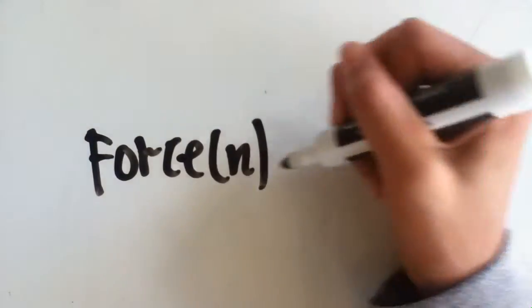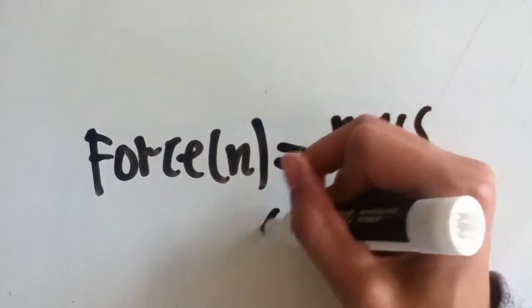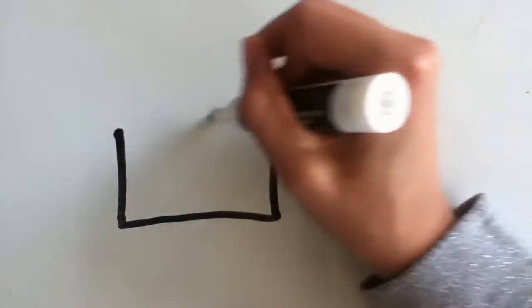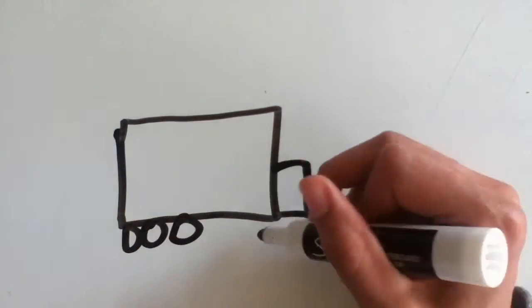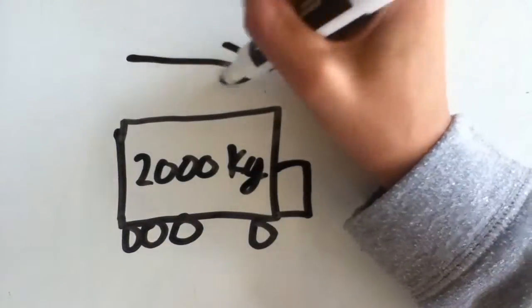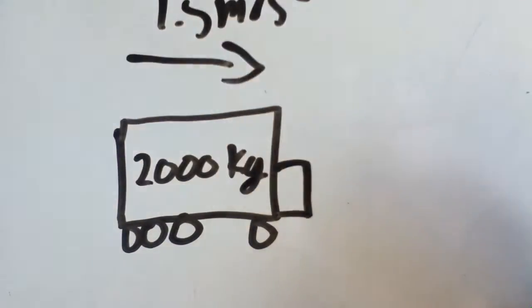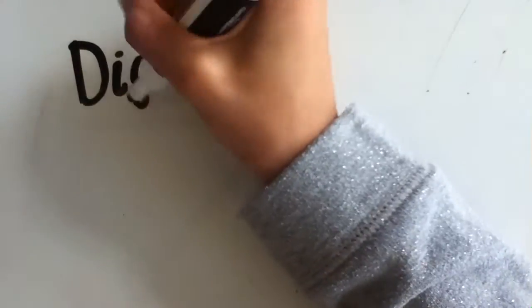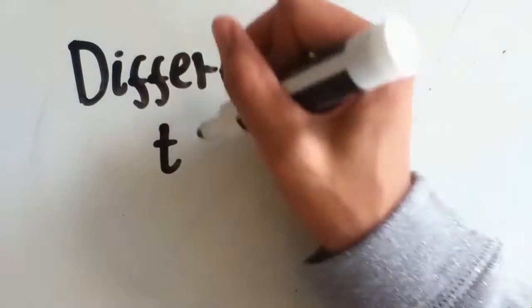Now you know how to find out acceleration and mass, you can finally find out how to calculate force. Force equals mass times acceleration. A truck has a mass of 2,000 kilograms with an acceleration of 1.5 meters per second squared. To work out the force, you multiply the mass by the acceleration to get the force, which is 3,000 newtons. Now you know the different equations to do with force, you should know the different types of force.